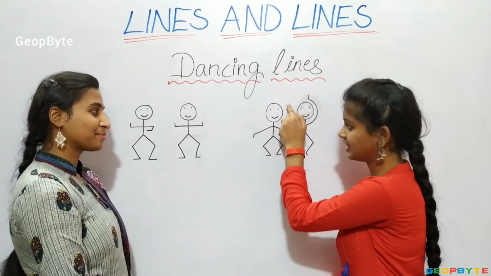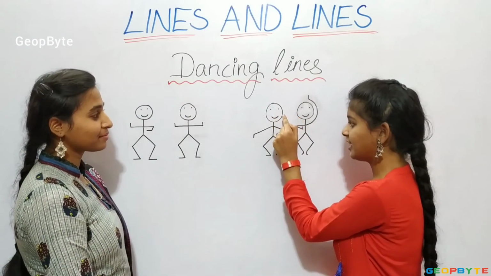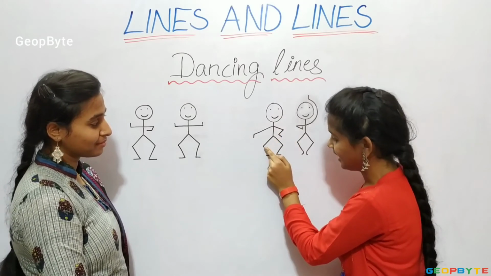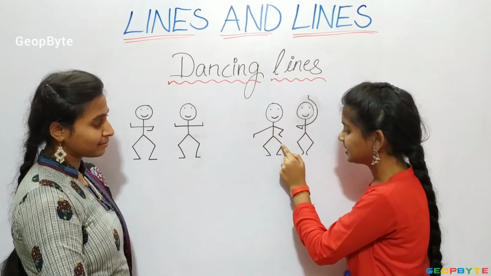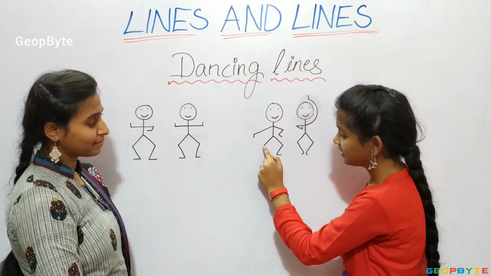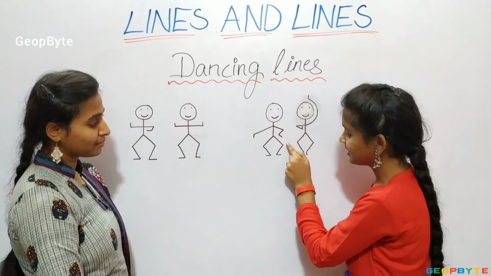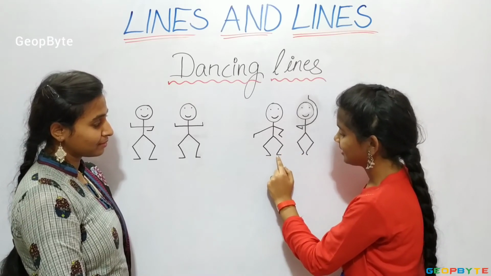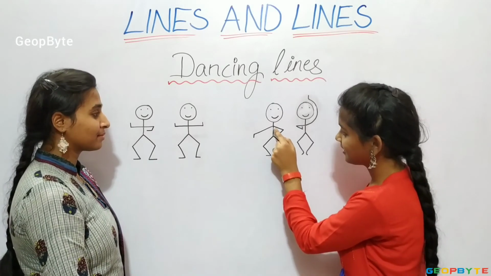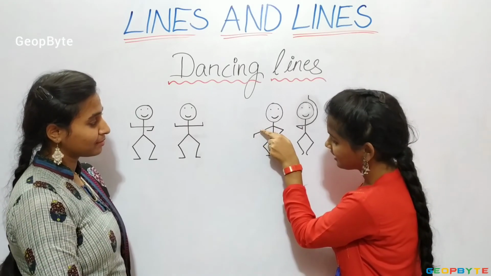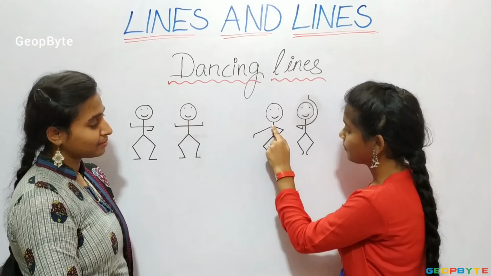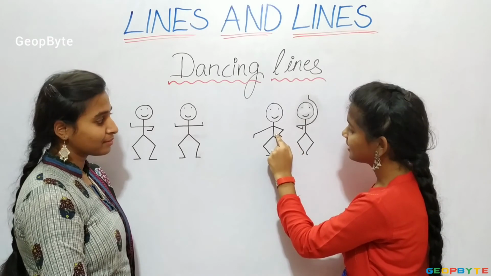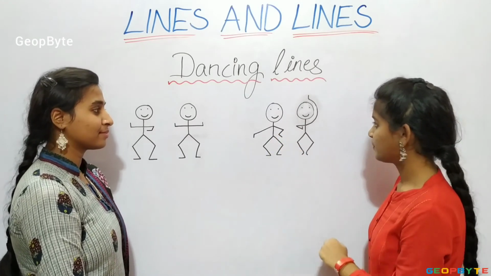A closed curve, small curve, standing line, slanting line, slanting line, slanting line, slanting line, sleeping line, sleeping line, slanting line, standing line, slanting line, slanting line, slanting line.